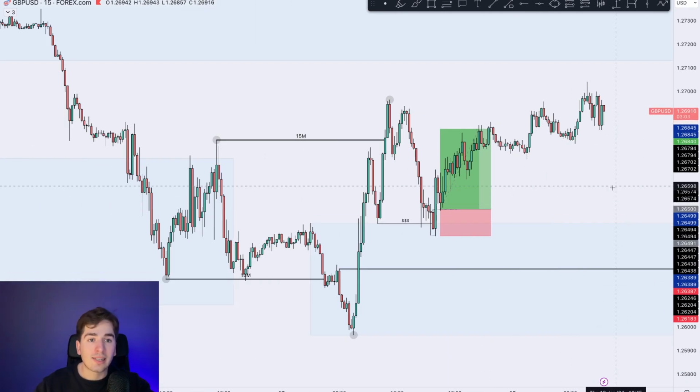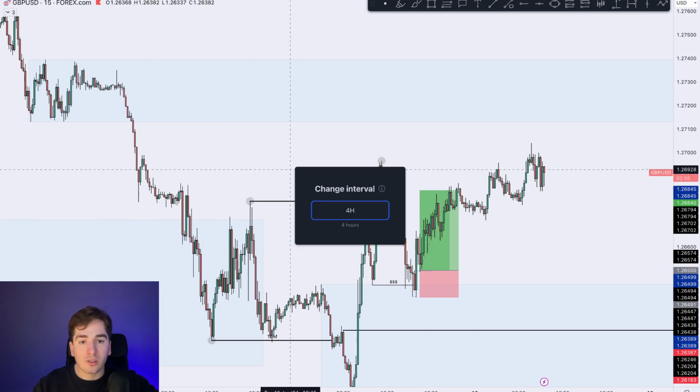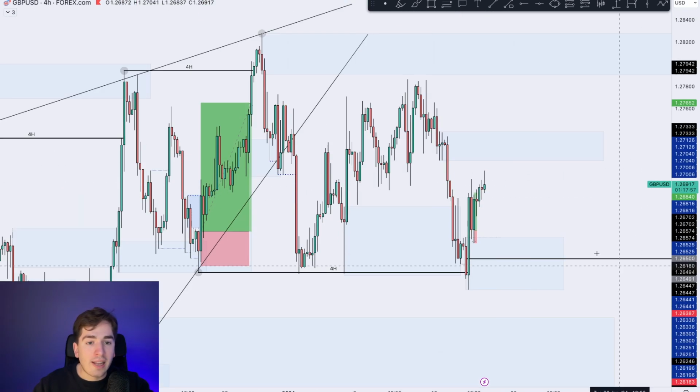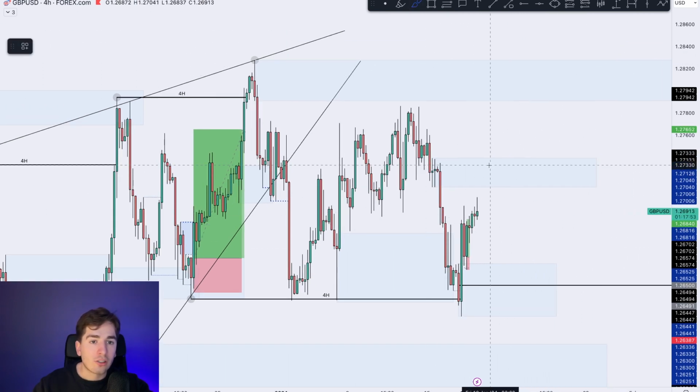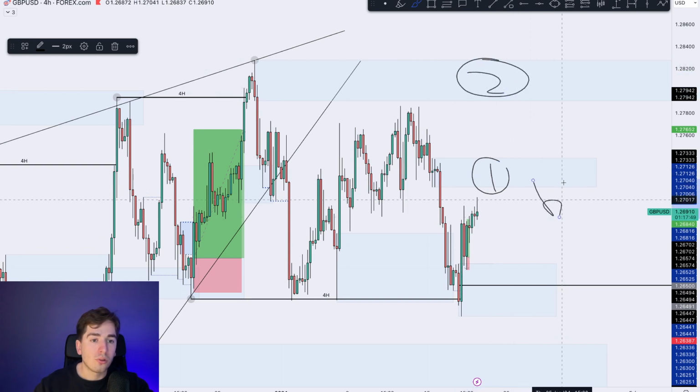But I hope you guys understand the explanation. So now what I'm looking for is to see, can we reach that area of 4-hour supply, which should be reached next. That is over here, from where we can then look for a further short. So that's short zone number 1. And if it does move higher, this is short zone number 2 that I'm looking at.